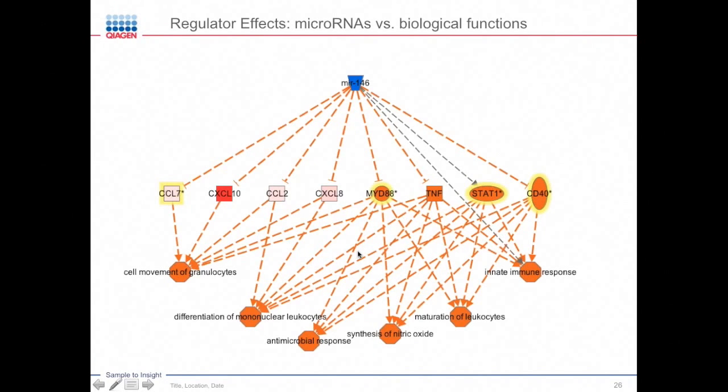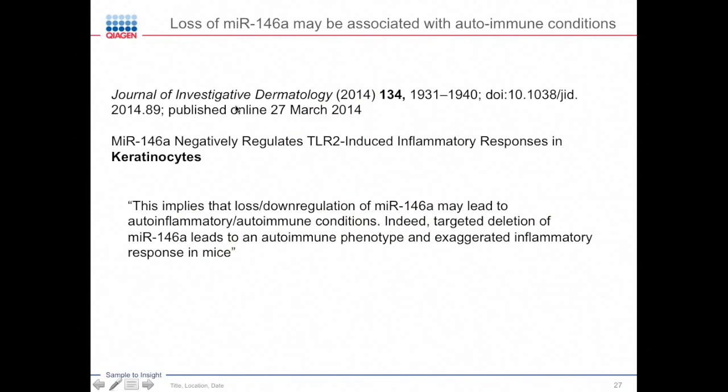So what's kind of interesting though, if you go to the literature, you can see a case where miR-146 loss may be associated with autoimmune conditions. And so from the paper it said it implies that loss of that microRNA may lead to an auto-inflammatory condition and cause exaggerated inflammatory response. And so this may be a hypothesis for how the virus can cause an over-exaggerated immune response, which could lead to the encephalitis or the ocular damage.